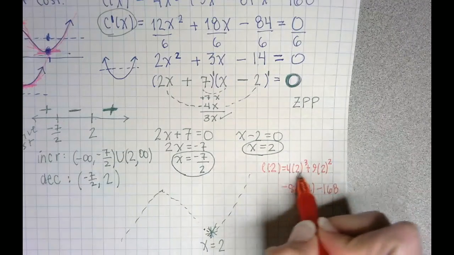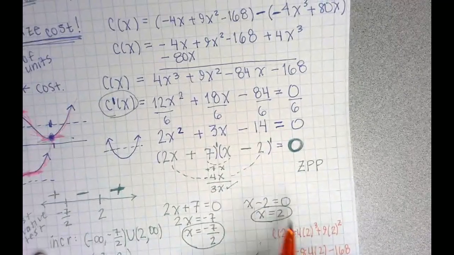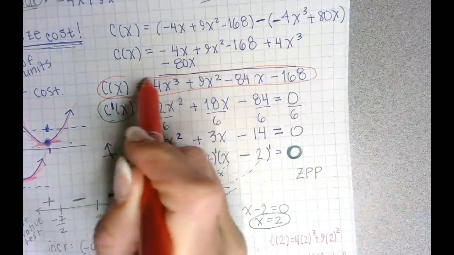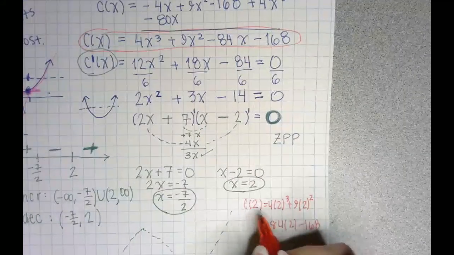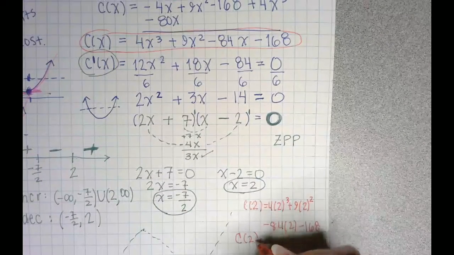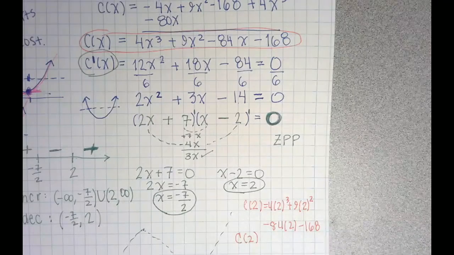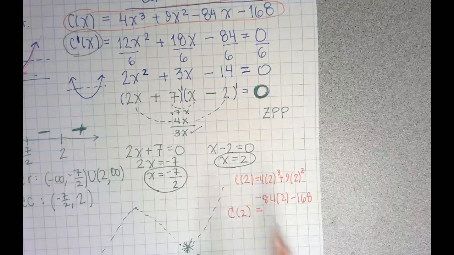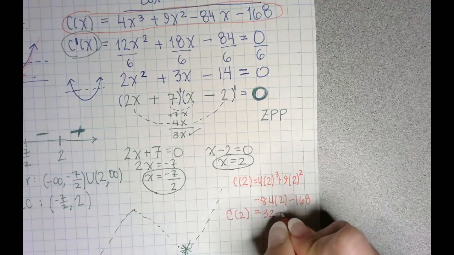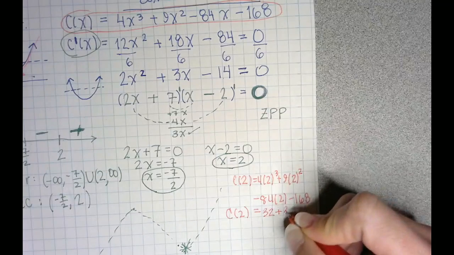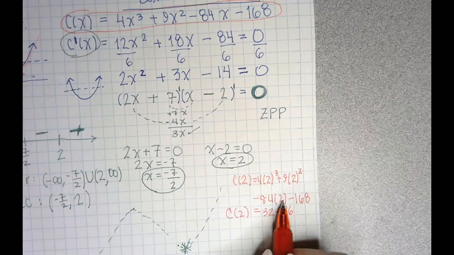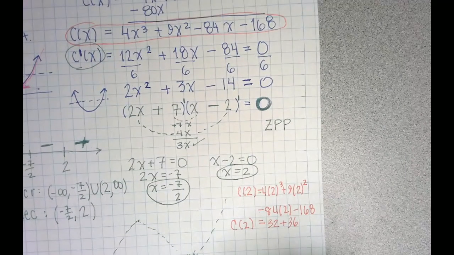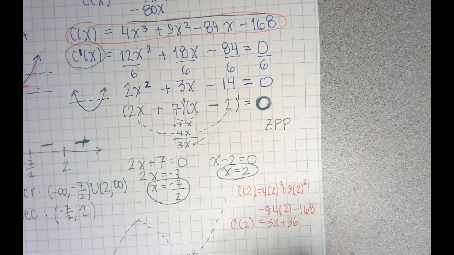So I'm filling in 2 into my cost function, which is really this one right here. Everywhere I have an x, I swapped it out for a 2. So if you keep writing C of 2, then you know the cost when I produce 2,000 units is what? 2 to the 3rd is 8. 8 times 4 is 32. Plus 2 squared is 4 times 9 is 36. Negative times, I really want to change this problem because I meant for it to work out differently.